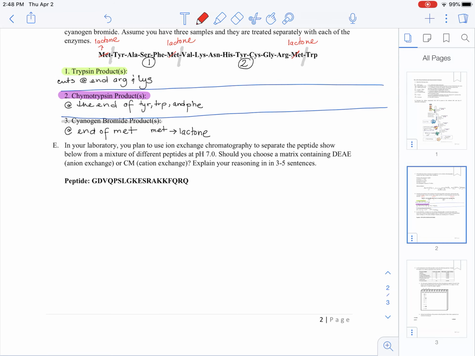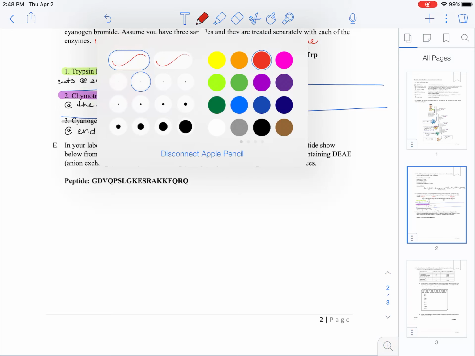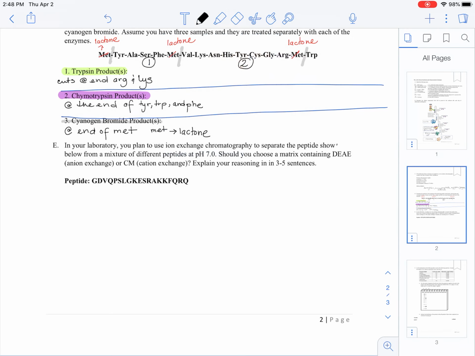Let's go through part E. The problem reads: in your laboratory, you plan to use ion exchange chromatography to separate the peptide shown below from a mixture of different peptides at pH 7.0.